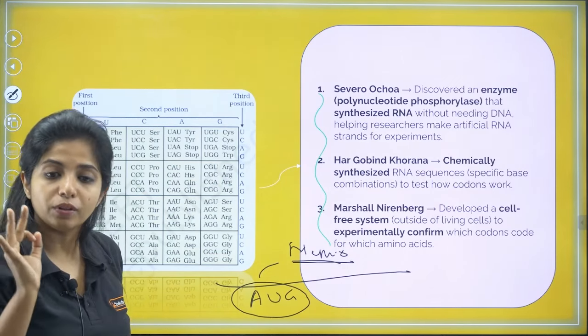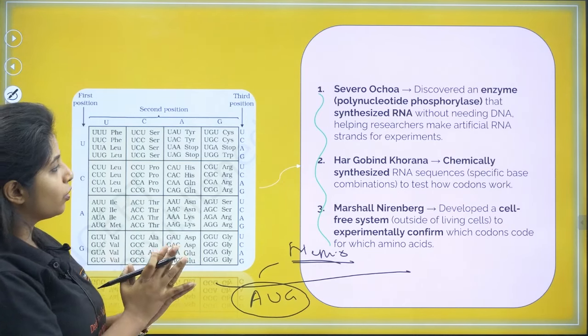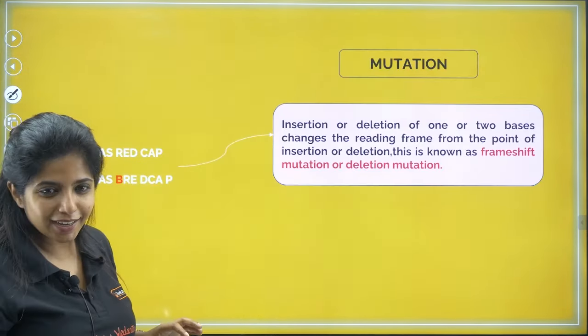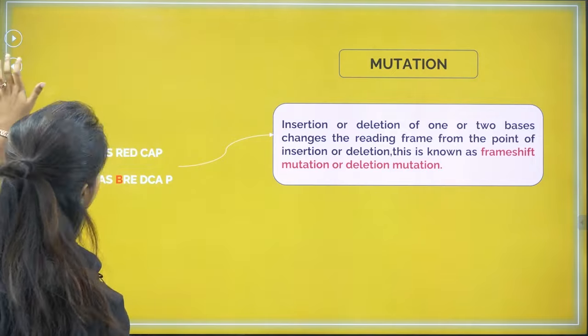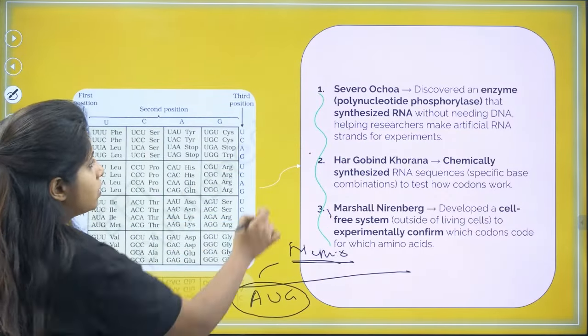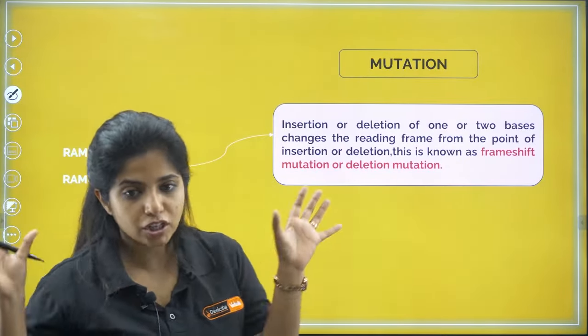So the whole thing was done by these 3 guys, and you need to know about them: Severo Ochoa, Hargobind Khorana and Marshall Nirenberg. These 3 scientists are really important for you, just for understanding, not for remembering. You don't need to remember much. Hargobind Khorana and Marshall Nirenberg is something that you may remember. It will be good. This is an extra thing. Okay, now we studied about transcription also.